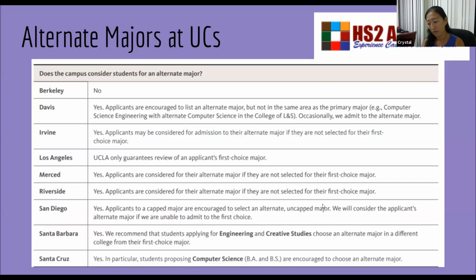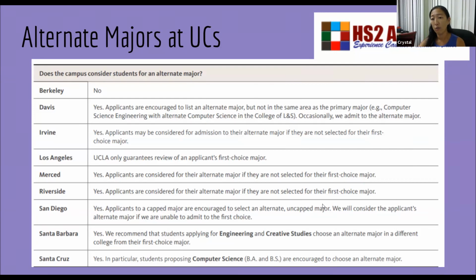And then as you can see, most of the schools on this list do consider applicants for both majors. So all of them except Berkeley and LA for engineering are going to look at the first choice first, and if they don't feel that the student is a good match for that program, are going to consider them for the second one.